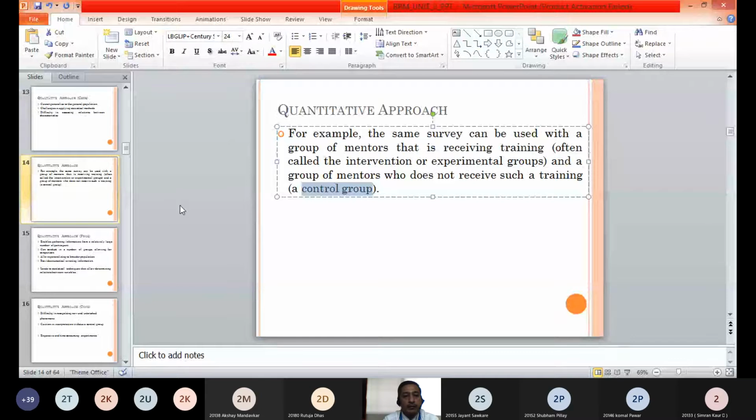And then after conducting a survey of the people in the two groups, one group for whom the training is given, another group where the training is not given, we can make the difference. What is the effect of the training? Getting this example?